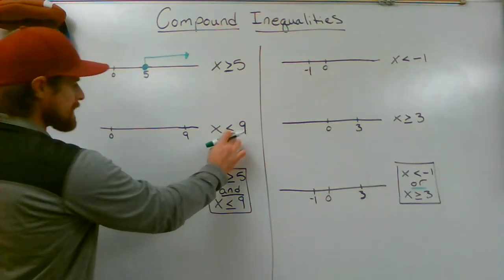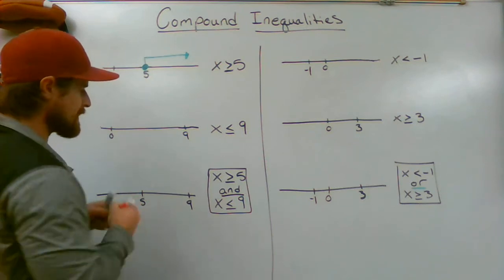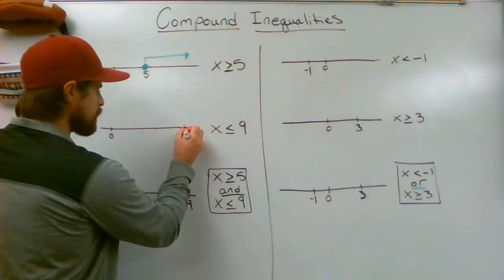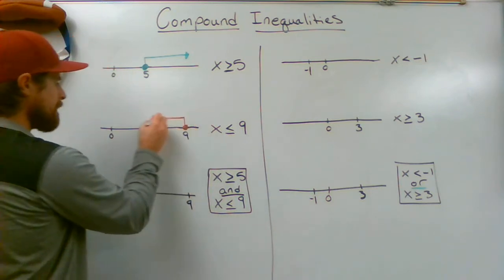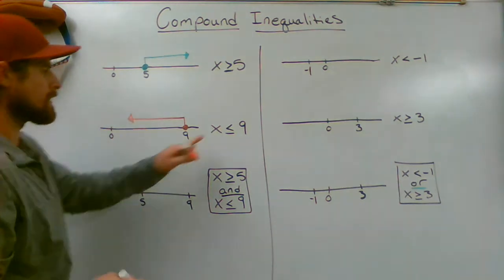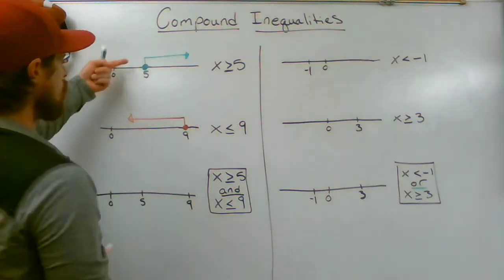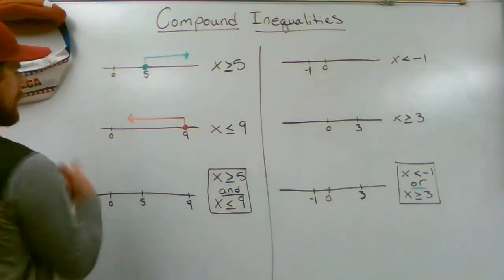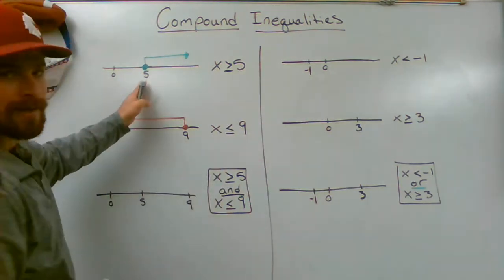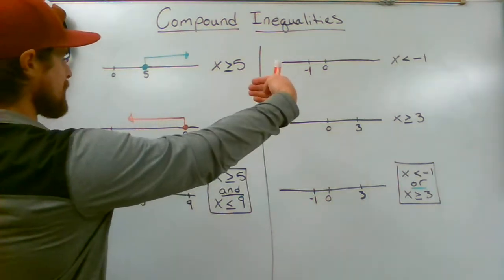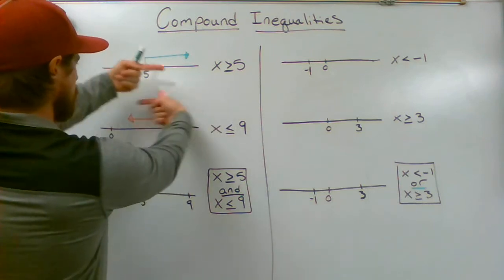Here I have x is less than or equal to 9. Because it's less than or equal to, that "or equal to" part is key, I'm going to have a filled-in circle. Now I'm going to be going to the left because numbers that are less than 9 are to the left. Now notice that my two lines, one's going to the right here, one's going to the left here. The one going to the left was further right, and the one going right was further left. So these lines are going towards each other. Okay, you can see that right here. They're going towards each other.